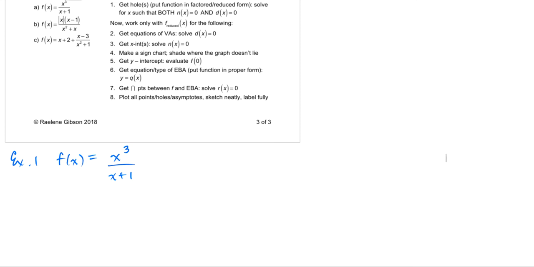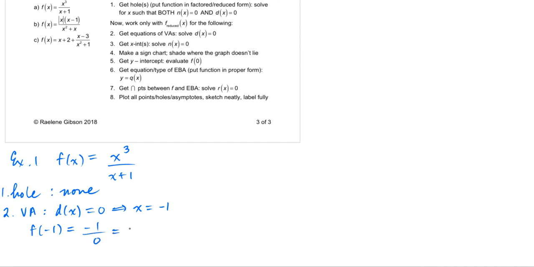So here, step 2 says to get the equations of the vertical asymptotes. And so we are just going to list that we have none for holes. And for vertical asymptote, once we are working with the reduced function, there should be no common factor. So we're going to set the denominator only equal to 0, which tells us that x is equal to -1. What this is really saying is if we were to substitute -1 for x into the original function, we would get -1 cubed over 0, which is infinite. And that infinite is either positive infinity or negative infinity for the y-coordinate, depending on the sign chart. But what it's really saying is that we have a vertical asymptote at x equal to -1.